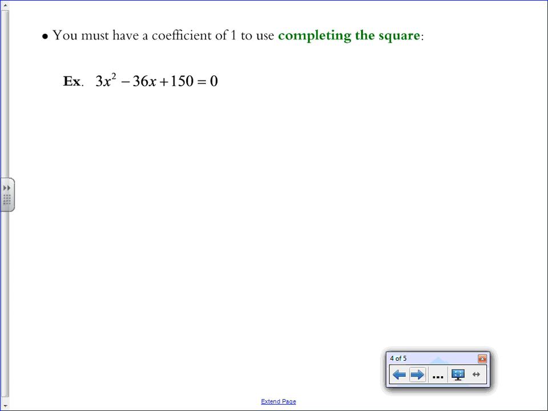You must have a coefficient of 1 in order to use completing the square. So in this example, we're starting out with a coefficient of 3 in front of our x squared, and that's not going to work if we try to start completing the square at this step. So the first thing we need to do is get this to be a 1 by dividing by 3. Now when you divide by 3, you're going to divide everything in the equation by 3. Keep it balanced. I purposely picked numbers here that are all divisible by 3 to make this a little easier on us.